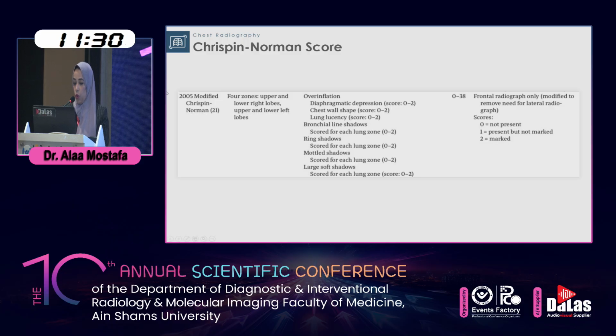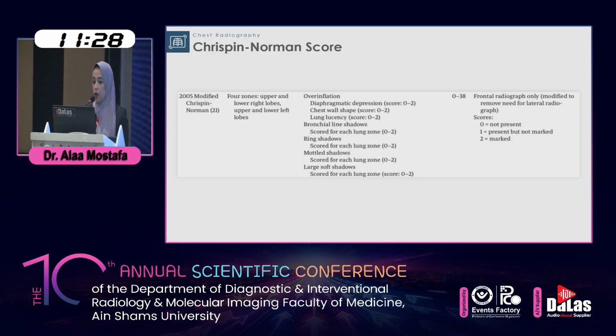Crispin-Norman score. This score also depends on dividing the lung into 4 zones: upper and lower right lobes, upper and lower left lobes. It evaluates overinflation and linear markings. It's semi-quantitative and helps standardize interpretation.